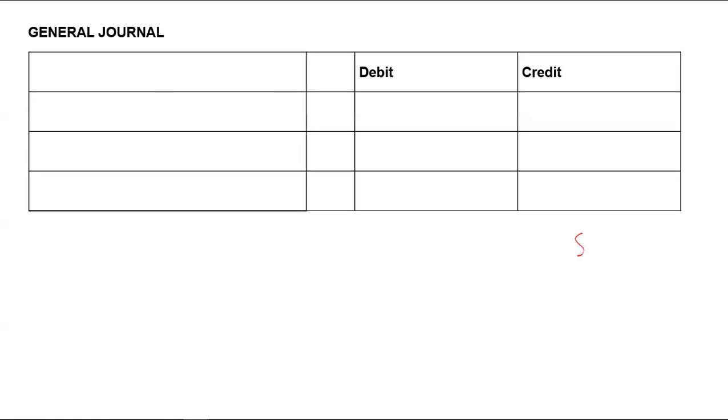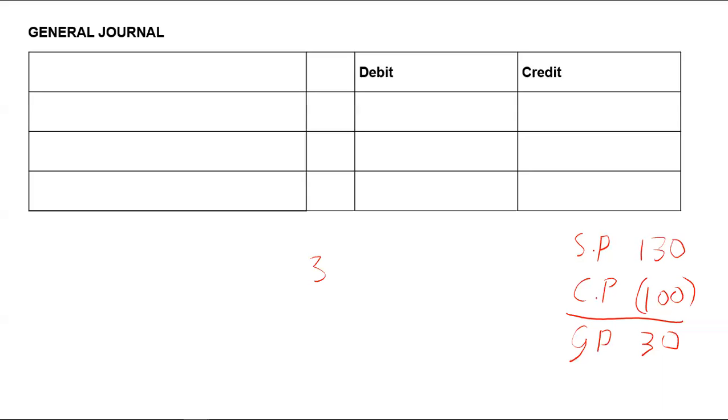The selling price will be at 130. The cost price will be at 100. And that is because our markup percentage is 30. Multiply by what you want, divide by what you have. You will take the 30,000. Because we want the cost price, you will multiply this by 100.